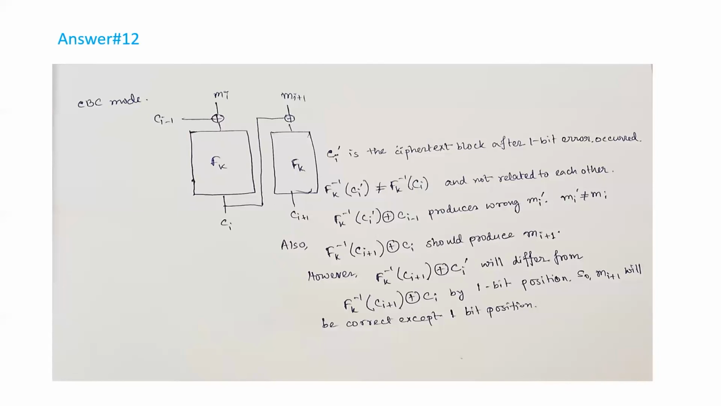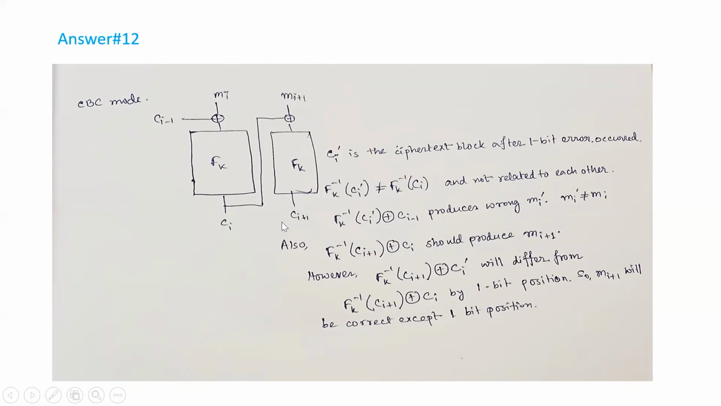Let's first take the scenario of CBC mode. Here, let's say some ith ciphertext block CI is corrupted, and in place of CI we got CI dash, such that the Hamming distance between CI and CI dash is just 1 bit. Now, whenever we try to get back MI, what we perform is FK inverse of CI dash, and then we XOR that with CI minus 1, which is completely okay. CI minus 1 is not erroneous, but the point is FK inverse of CI dash will not be equal to FK inverse of CI. In fact, they will not be related. Although CI and CI dash differ by just 1 bit, FK inverse of CI dash and FK inverse of CI will not be related to each other. So we cannot get back MI, of course.